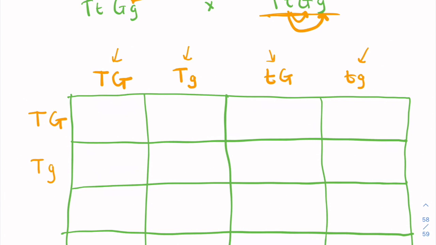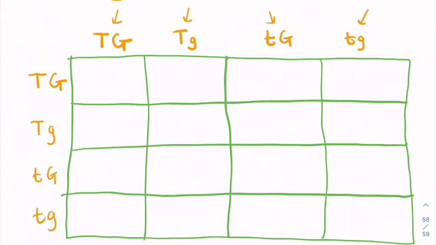Let's move on to the lowercase t now. So a recessive T could be given to its babies and along with a dominant G. So I'll write that at the end of this row. Or this recessive T and the recessive G could be donated to its plant babies. So now we just need to fill in our boxes here.